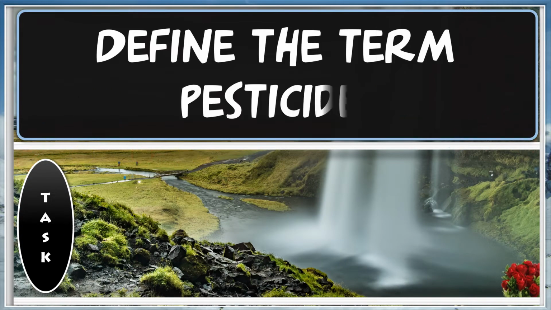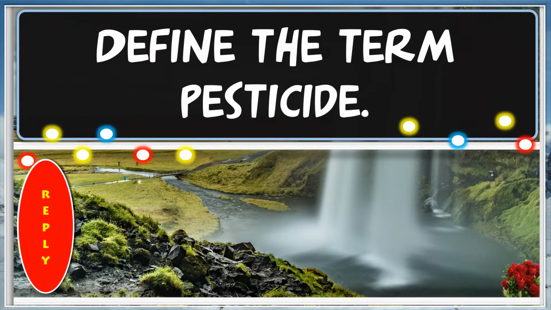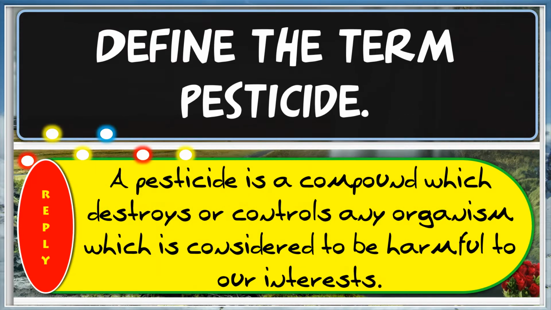Define the term pesticide. A pesticide is a compound which destroys or controls any organism which is considered to be harmful to our interests.